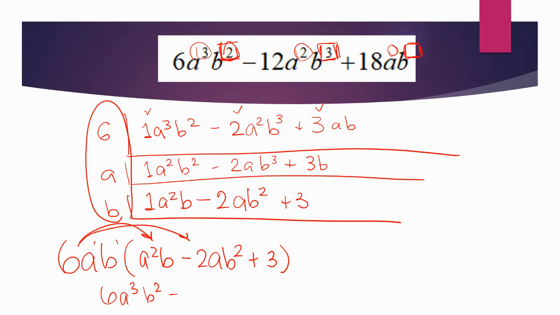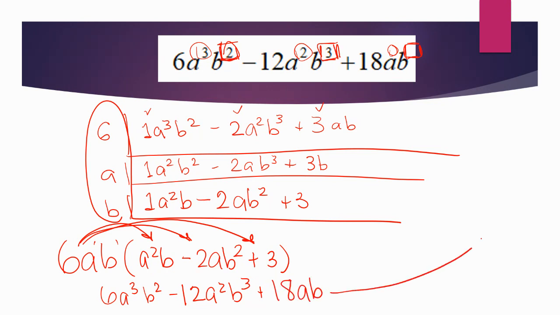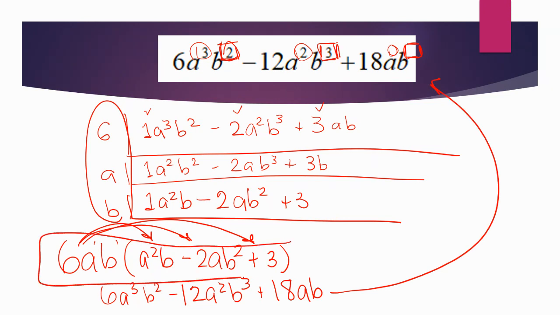Good. Do it again. So 6 times a negative 2 is a negative 12. 1 and 1 gives me a squared. 1 and 2 gives me b cubed. 6 times 3 is 18, ab. Is this what we started with up here? It is indeed. So this is our polynomial factored by GCF. So this is our GCF, and these are our leftovers.